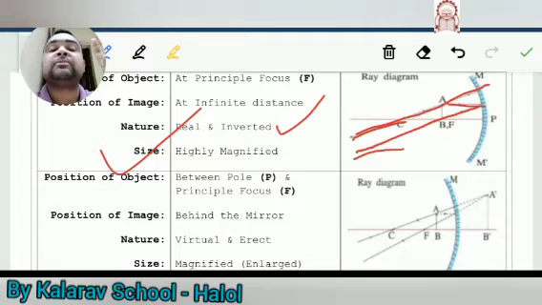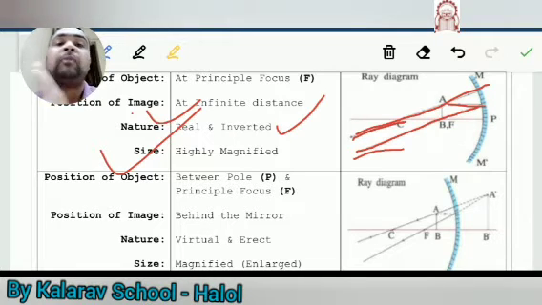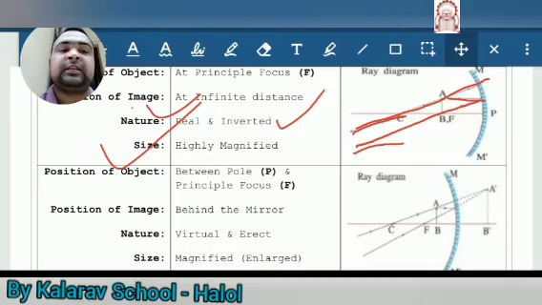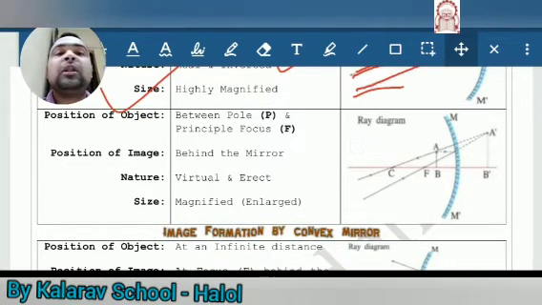So in the first case it was highly diminished, then same as the object, then magnified, and then highly magnified. But in all the 4 cases the nature will be real and inverted. The object comes closer and closer to the mirror, but the image goes farther and farther from the mirror. Now the last case, the exceptional case: placing the object between the pole and the principal focus.